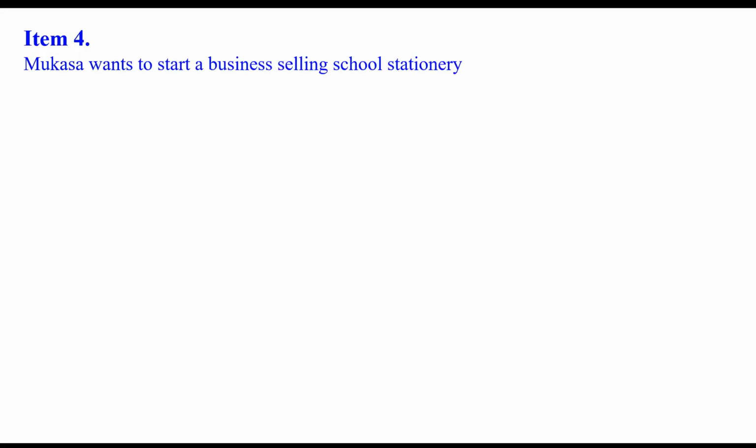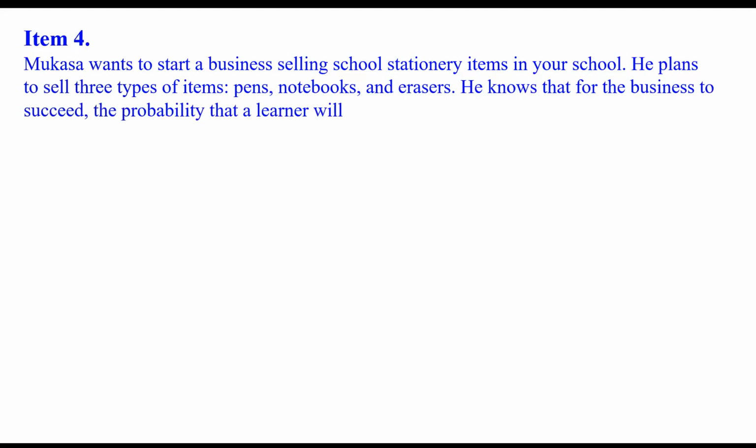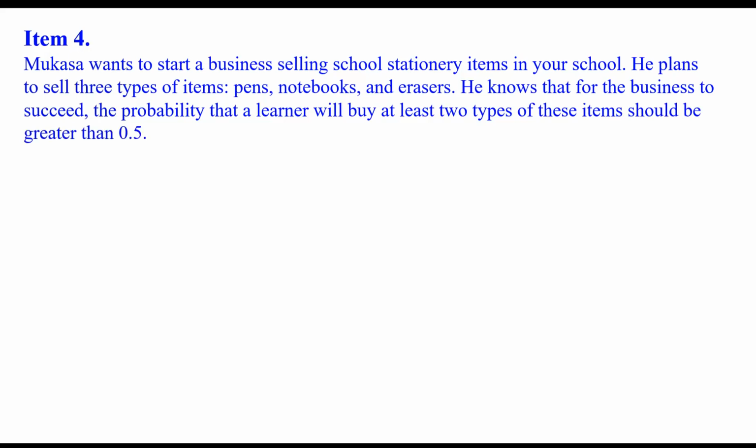Mukasa wants to start a business selling school stationery items in your school. He plans to sell 3 types of items: pens, notebooks, and erasers. He knows that for the business to succeed, the probability that a learner will buy at least 2 types of these items should be greater than 0.5.